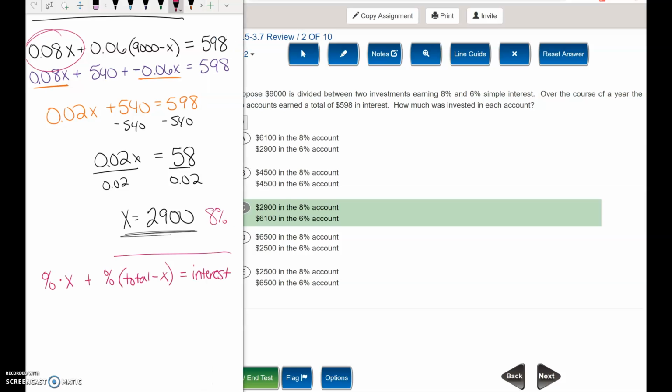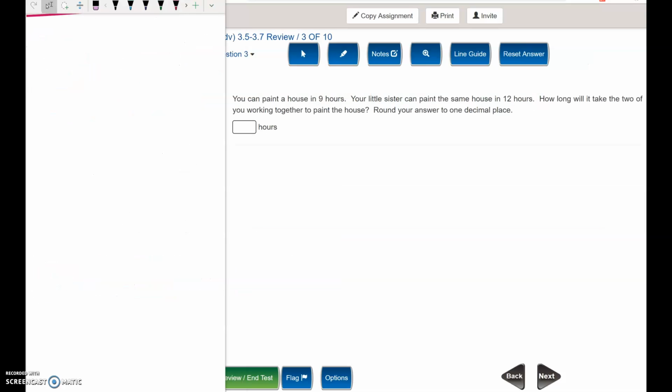You may want to add this to your notes. Percent as a decimal times x plus percent times the total minus x equals the interest. That's how you set up these 2 investment problems. This is basically a rate times time problem. The only difficult part is figuring out what the rate is. And once you figure out the pattern of these problems, it's really not that difficult at all.